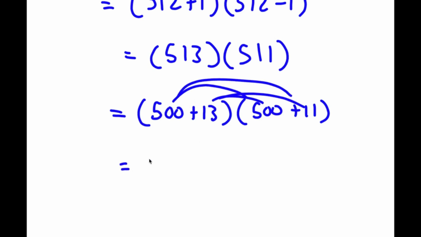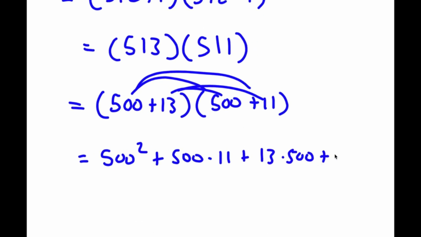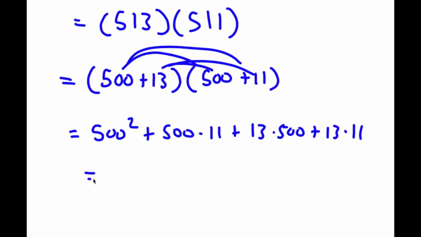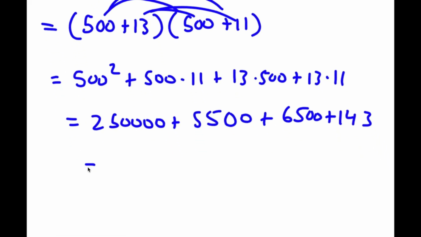So I have 500 times 500, which is the same thing as 500 squared, plus 500 times 11, plus 13 times 500, plus 13 times 11. Now 500 squared, that's the same thing as 250,000. 500 times 11, that's the same thing as 5,500. 13 times 500, that's the same thing as 6,500. And 13 times 11 is the same thing as 143. So now 250,000 plus 5,500 plus 6,500 plus 143.